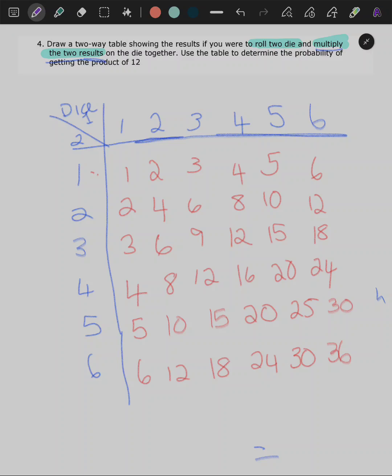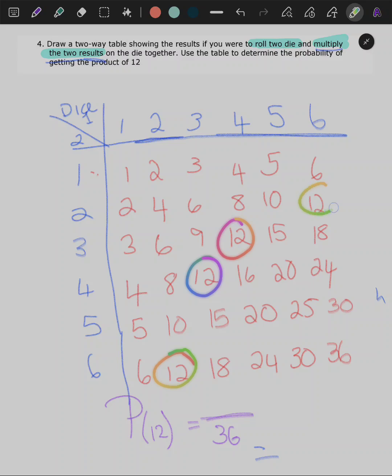That's also fine. So I'm going to say the probability of getting 12. Well, there's 36 possible options. And then how many of those options are actually going to be a 12? So if I look and I see I've got 1, 2, 3, 4. So 4 out of 36. And remember, we must simplify again. So 4 out of 36 goes in 1 out of 9. So there's a 1 in 9 chance that when you roll 2 die, you will get 12 as your answer.